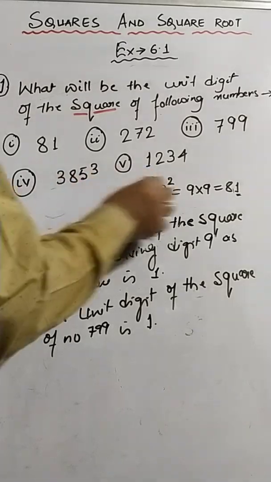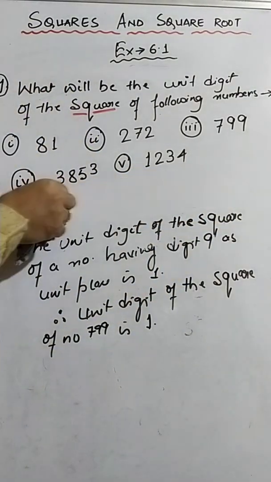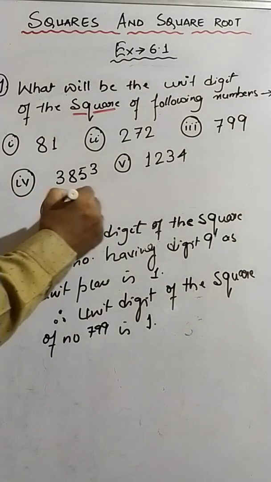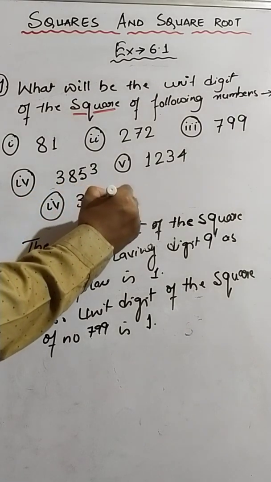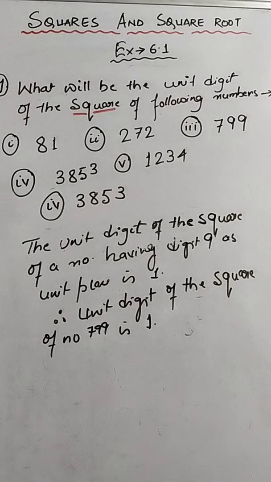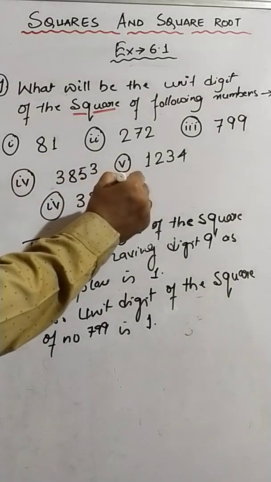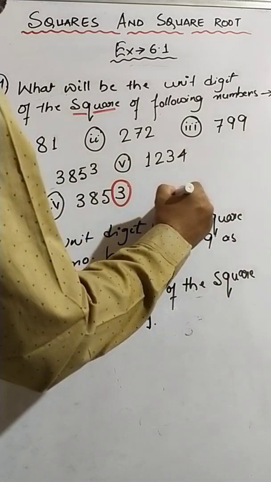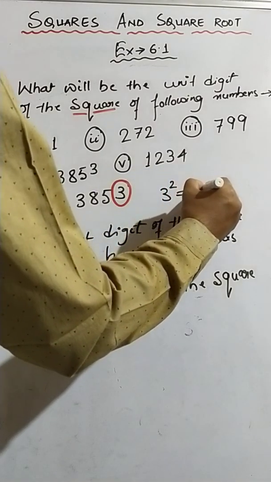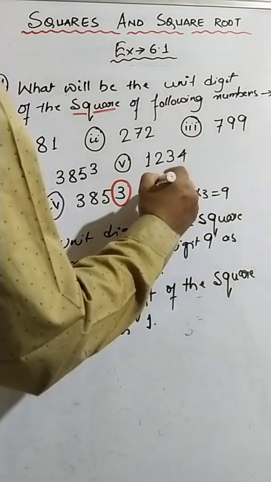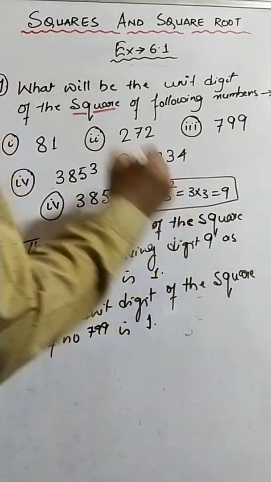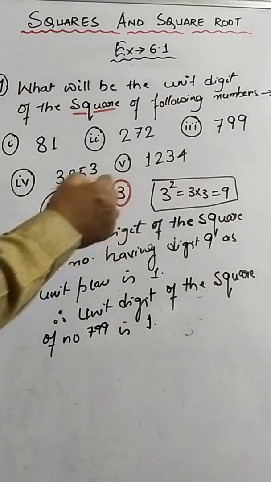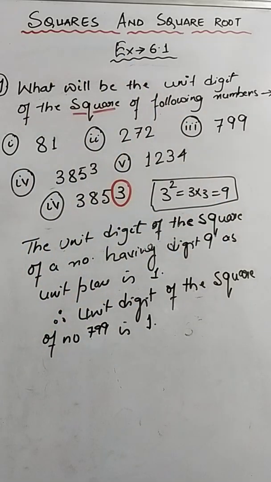Now let's do sum number 4. It is also very similar. Now sum number 4 is 3853. Again, what do we have in the unit digit? We have 3 as the unit digit. Fine. So what is the square of 3? That means 3 into 3, that is 9. So this time the unit digit of the square of this particular number would be 9. So we have to change it.